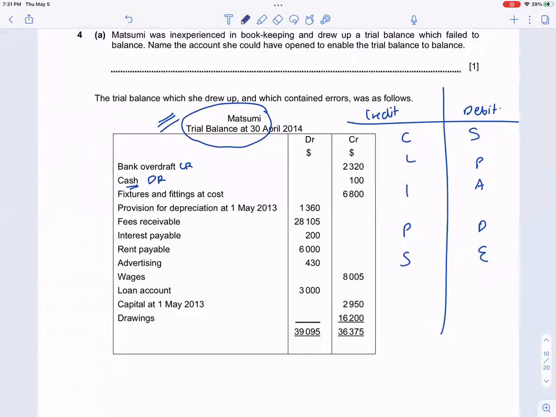Fixtures and fittings. Isn't it an asset? Debit. Provisions are always credit. Fees receivable, that means receiving it, so credit. Outstanding income is what? Credit. That is a liability. It's an asset. Which side? Credit.